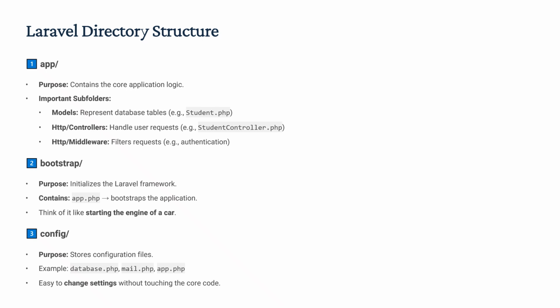Now let's understand the Laravel folder structure. When we create a Laravel project, we get many folders. Each folder has its own clear job. First is the app folder. Its purpose is that it contains the core application logic. We can consider it the heart of our project. Here we write our main logic inside models, controllers and middleware. So whenever we create a student model or student controller, it goes inside this folder.